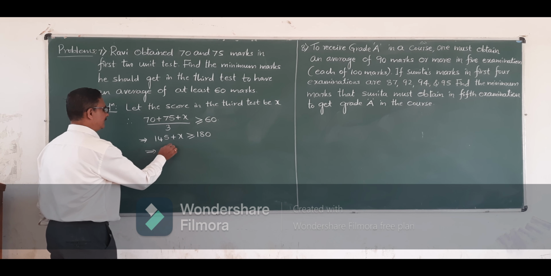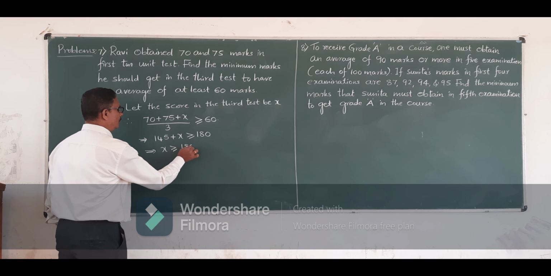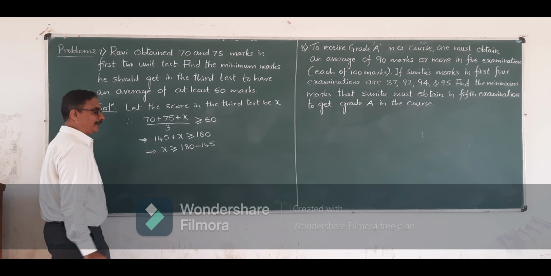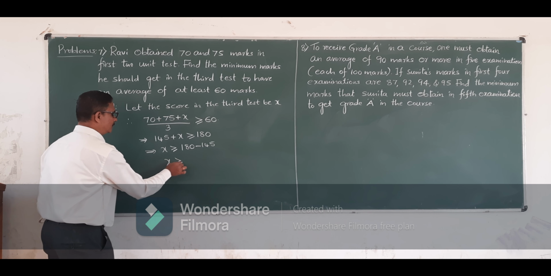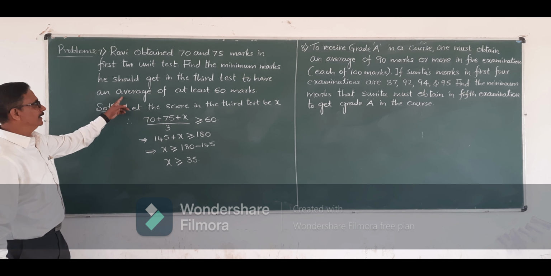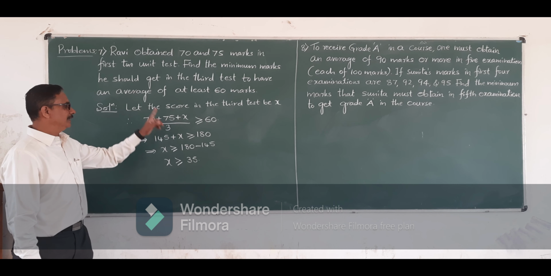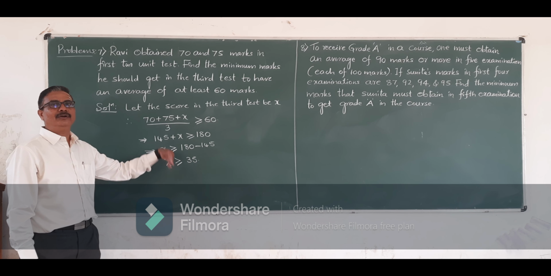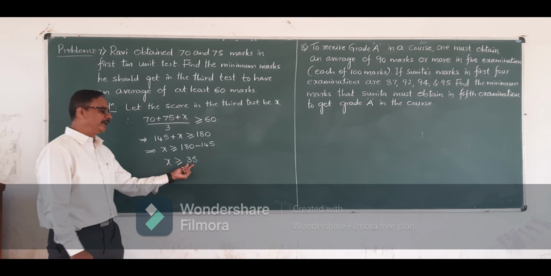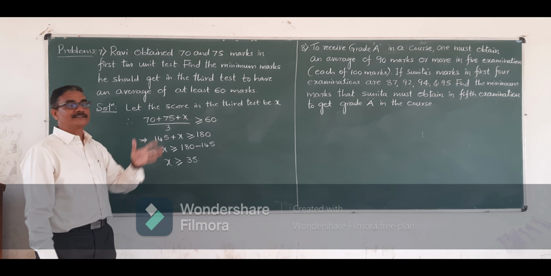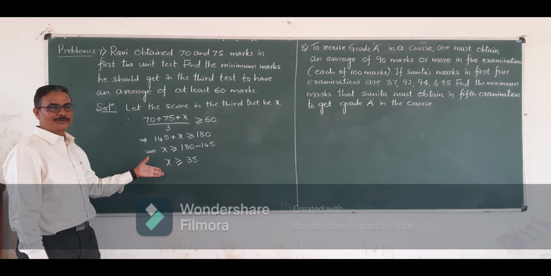Rearrange. x is more than or equal to 180. Transfer it, that 145 goes to that side, minus 145. x is more than or equal to how much? 35. Now here the marks he should get in the third test is at least 35, either 35 or more than 35. Now if he takes 35 marks, what average will he get? He gets 60 marks. 3 mark question.